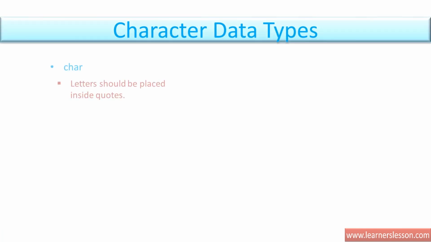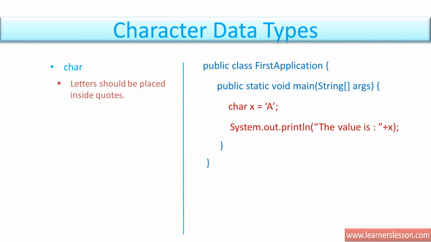Let us see the character data types again. Character data types can only store letters, and the letters should be placed inside quotes. So let us see an example. char x equals 'a', and that should be inside quotes. Now if we see the output becomes the value is a.